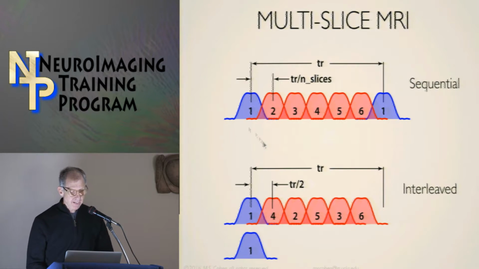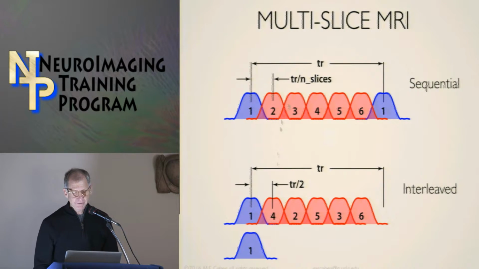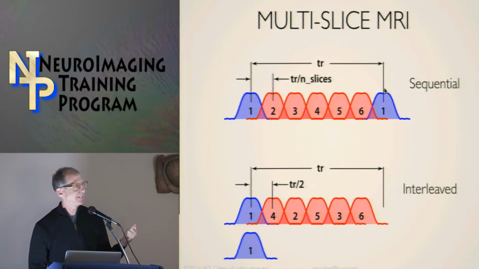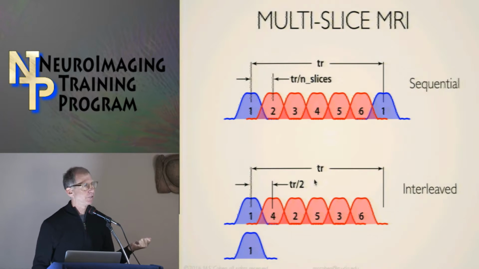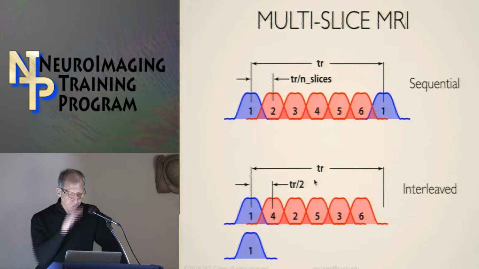And the time between slices is, say, if the TR was 1 second and you had 10 slices, you'd have 100 milliseconds between slices in the sequential order. But in the interleaved order, the time between slices is approximately TR over 2, or 500 milliseconds. So it's kind of a big deal, and that's why people do it.